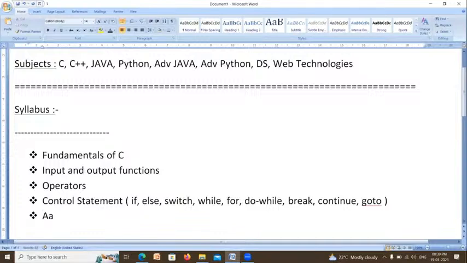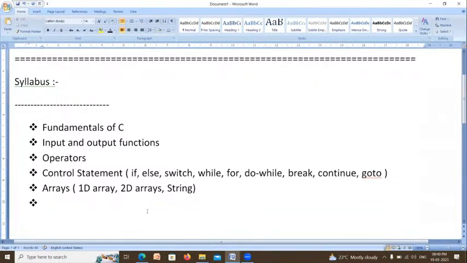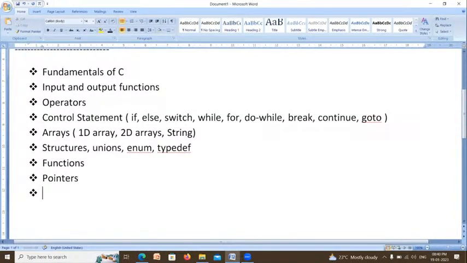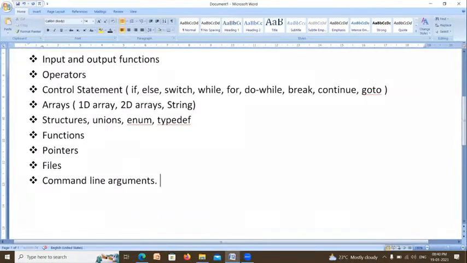Now I will explain the concept of arrays. It contains 1D arrays, 2D arrays, strings. Then I will explain structures, unions, enumerators, typedef, which means user defined data types. Then I will explain functions, then pointers, files, and command line arguments. These are the topics I am going to explain.